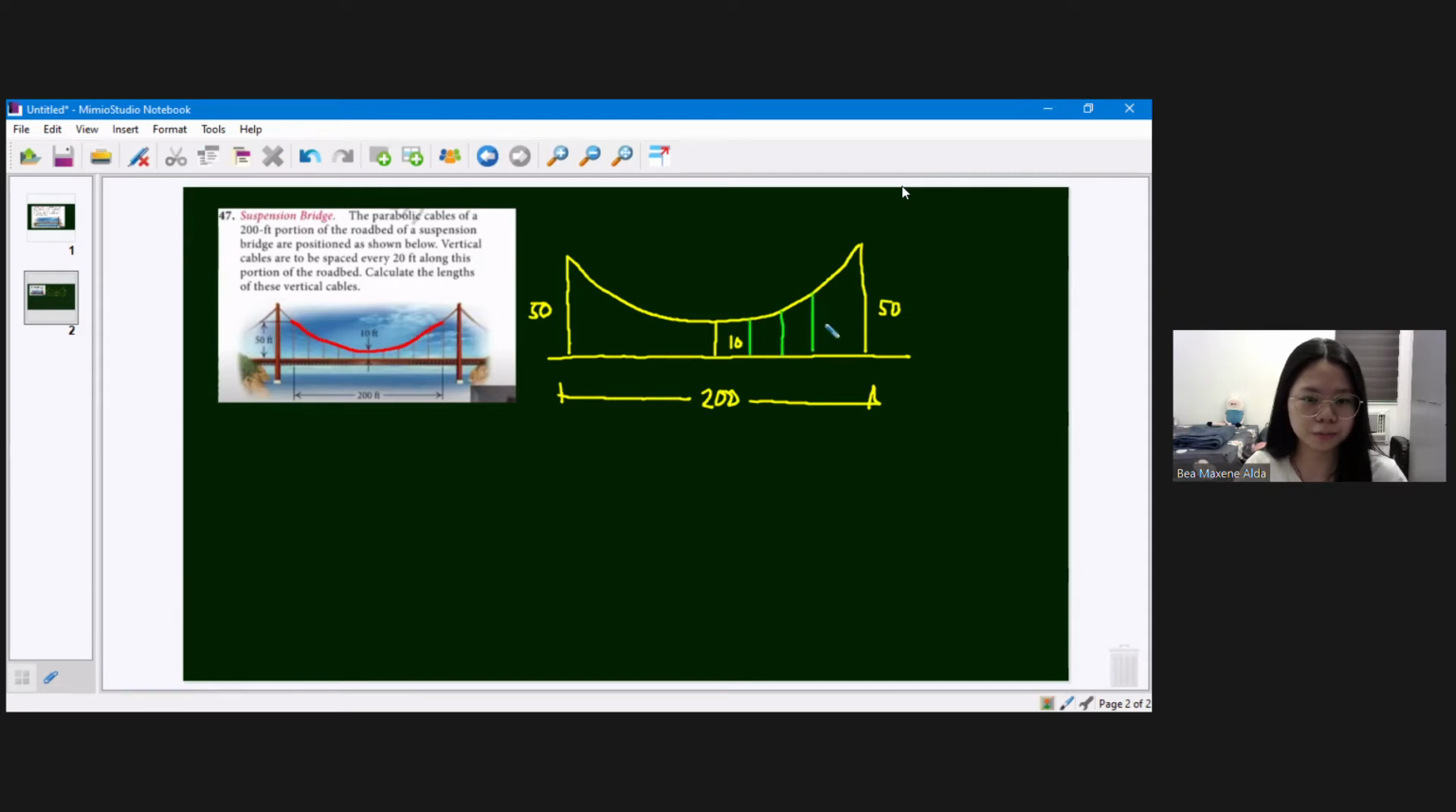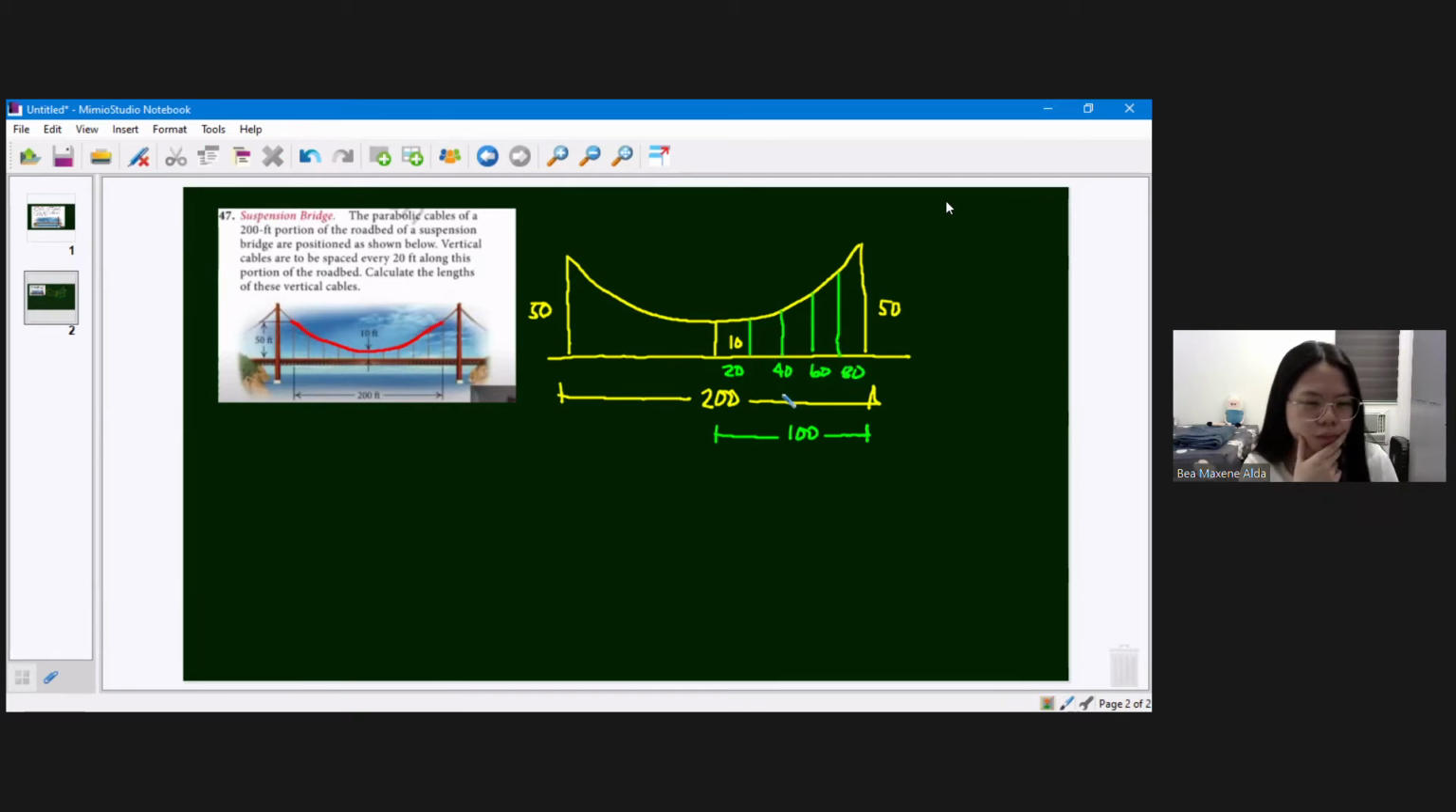There we go. And so also, we're gonna only focus on one side. So, yung kalahati ng roadbed, magiging 100 lang yan. There we go. 100. And then since 100 yan, tas every space ng cables magiging 20. So, magiging 20, 40, 60, and 80.